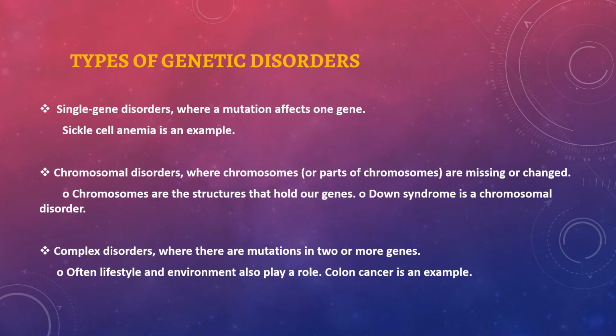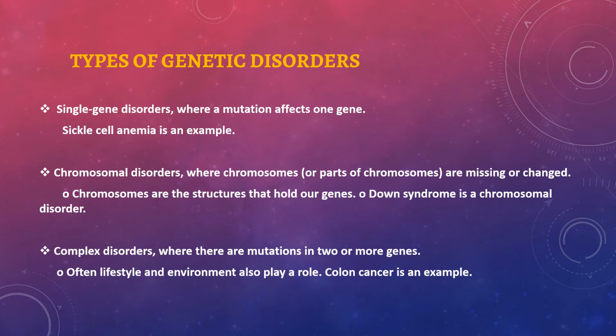Next is chromosomal disorders, where chromosomes are missing or changed. Very simple, that is if there are any changes in the chromosomes. For example, if there is a missing chromosome, instead of 23 chromosomes, there are 22 or 21 chromosomes, so that is called a chromosomal disorder. Chromosomes are the structures that hold our genes. A very good example of chromosomal disorders is Down syndrome.